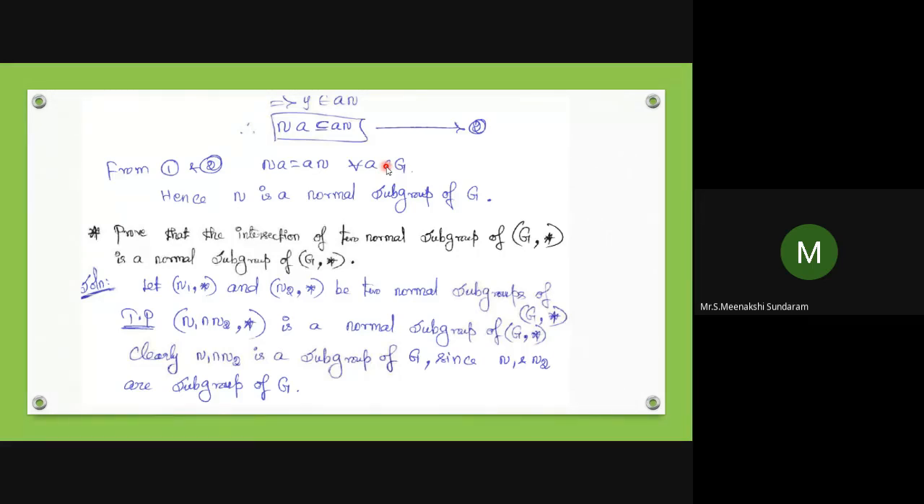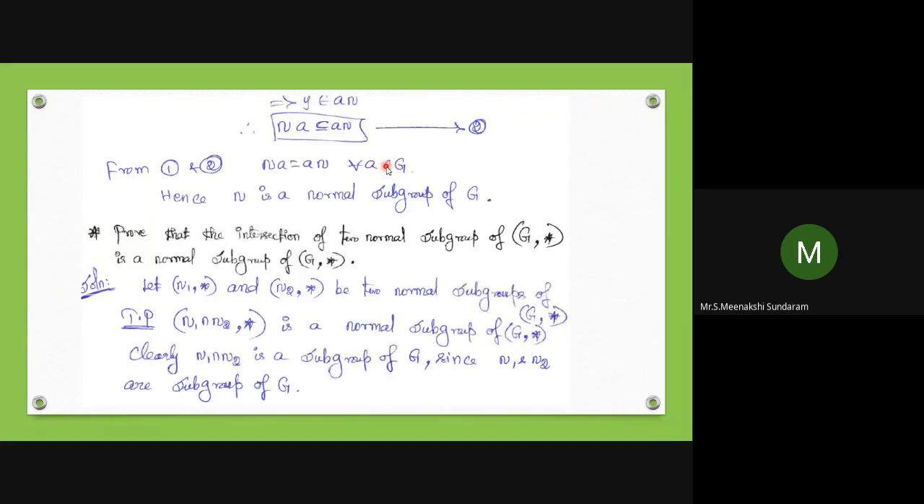Let N1 comma star and N2 comma star be two normal subgroups of G comma star. To prove N1 intersection N2 comma star is a normal subgroup of G comma star. Okay. Clearly N1 intersection N2 is a subgroup of G. And already we can study it. Intersection of subgroups is a subgroup, படிச்சிருக்கோம். இது வந்து நார்மல் கிடையாது, ஜெனரலா subgroup ன்னு எழுதுறேன்.